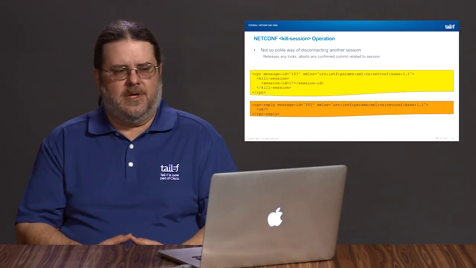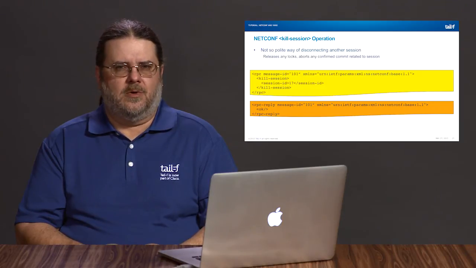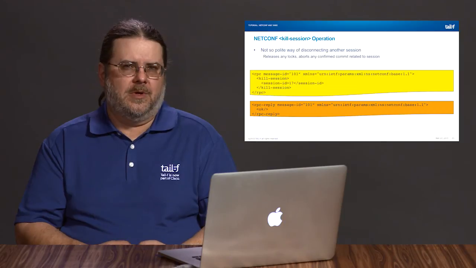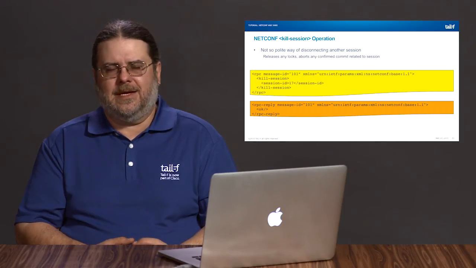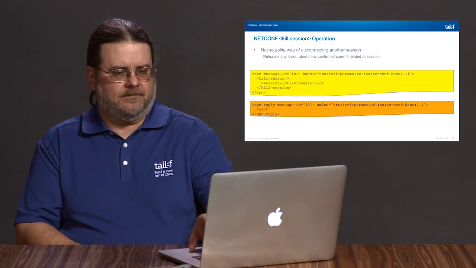Kill session allows you to disconnect another ongoing session. It will release any locks and abort any confirmed commit related to that session. So you're typically not killing your own session. If it was your own session, you'd use close session. Kill session can be used to kill off another netconf session, perhaps because it's hung or for some other reason. It's not an operation you see typically used, but it is available.